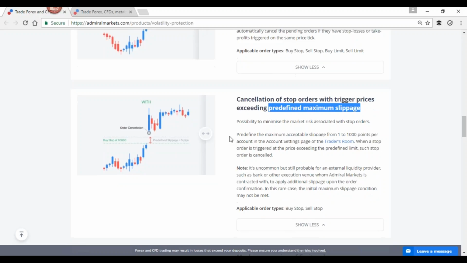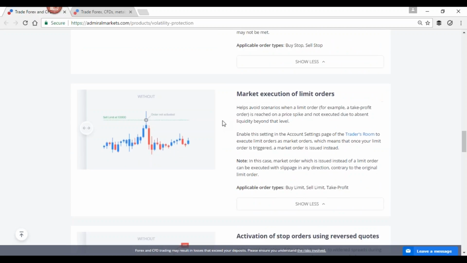Then we have the fourth one, market execution of limit orders. So if there's a price spike and there's no liquidity in the market and the order is not entered, it can happen, then instead of having no order at all, there is a market execution, a market order, when liquidity gets back online, let's say, or returns to the market. So in that case, without it, you would have no order, you would have a sell limit, of course, here, but the order would not be activated.